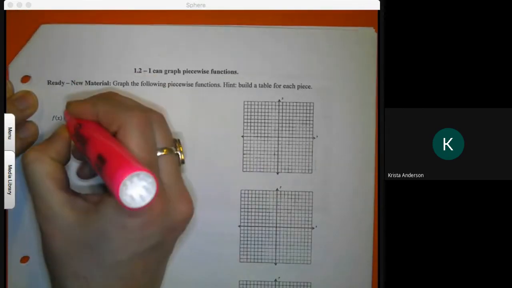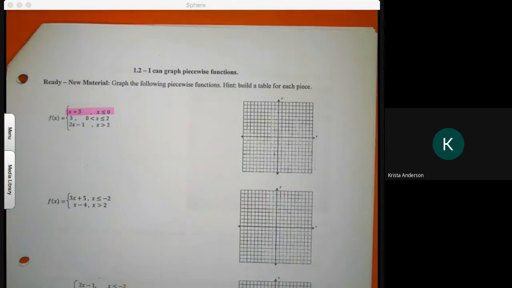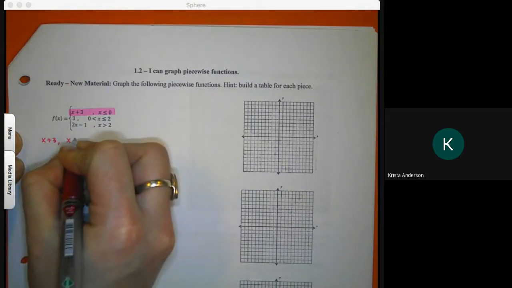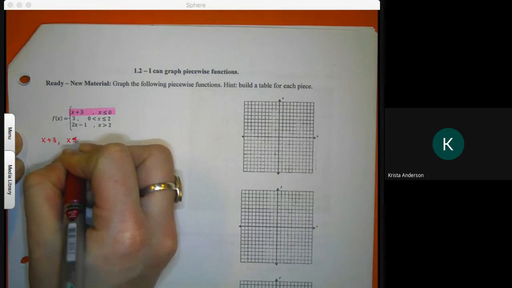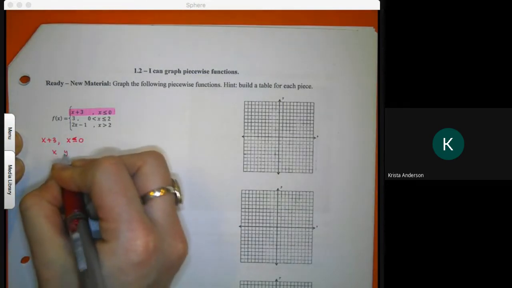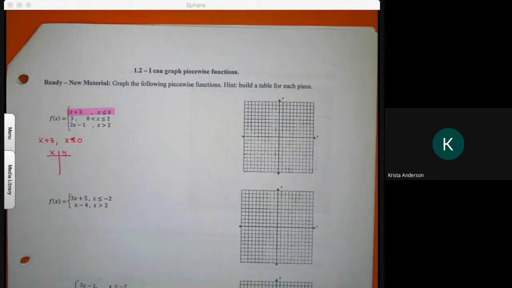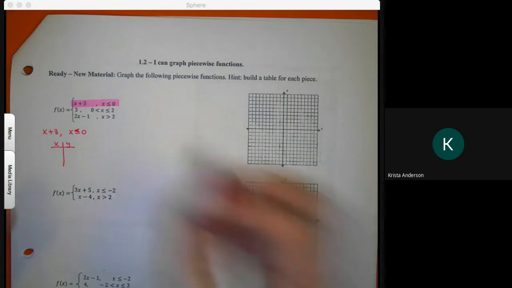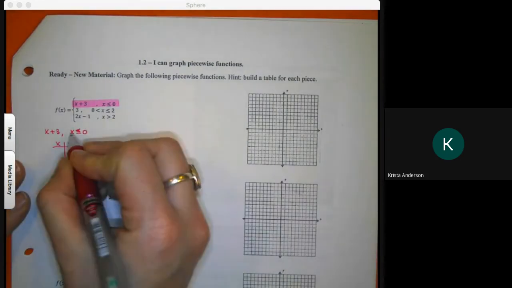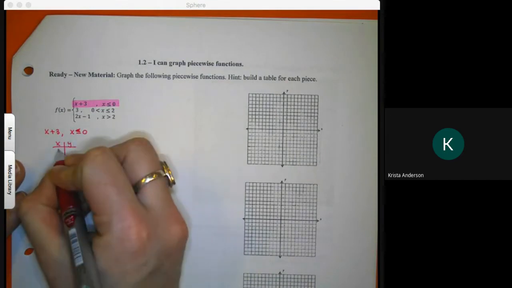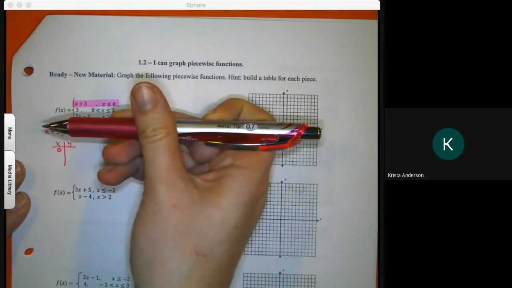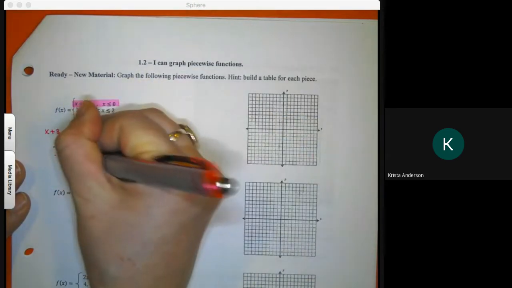So for the x plus 3 section, I'm going to build a table. For this piece of the function, it says x is less than or equal to 0. So if I start at 0, what number is to the left of 0 on the number line? -1. Yep, -1 and -2.